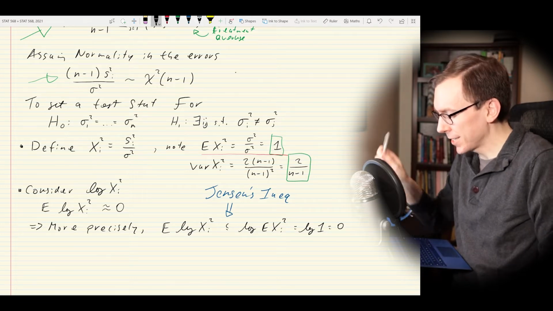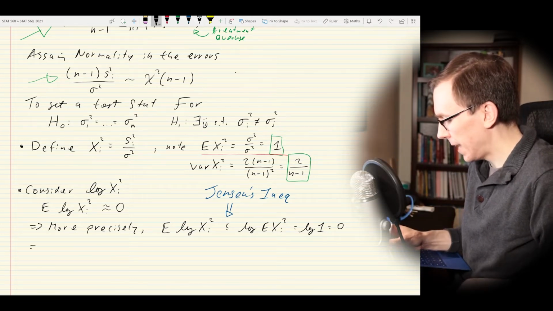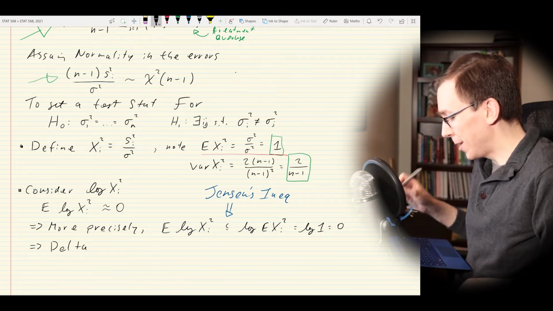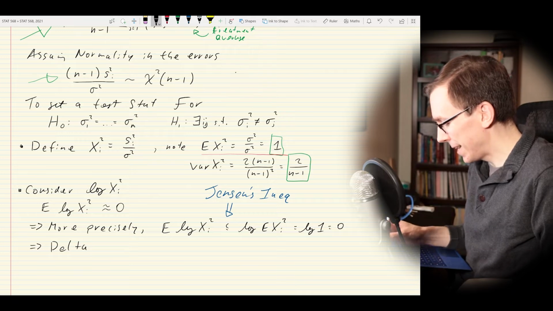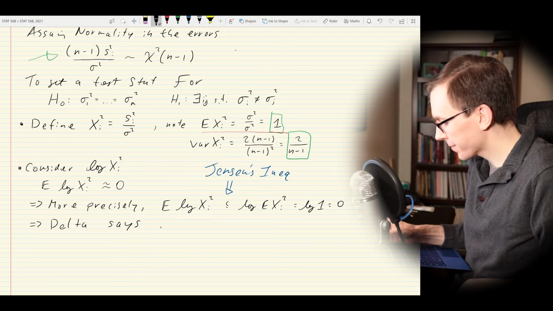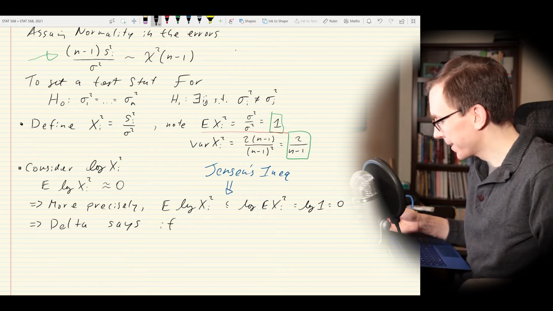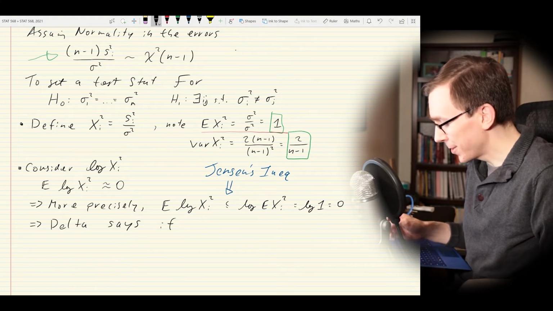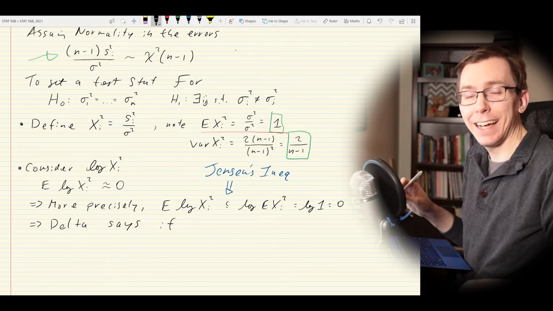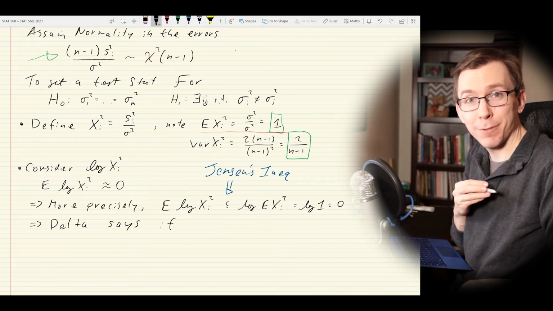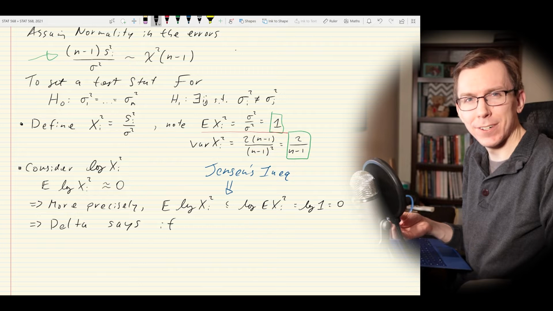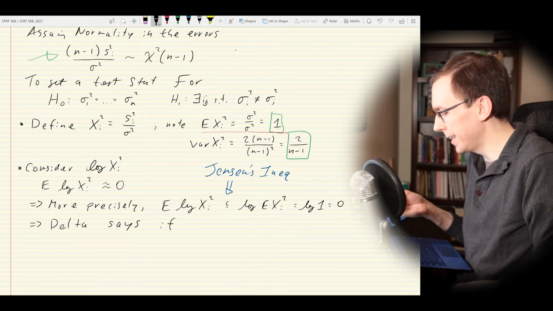But we can actually go a little bit further and use something called the delta method to figure out what's going on here. So the delta method says that if, let's see, where are we here? Yeah, so what do we know about a chi-squared random variable? We know that a chi-squared random variable, as the degrees of freedom goes to infinity, starts to look like a normal distribution. There's a central limit theorem going on here.